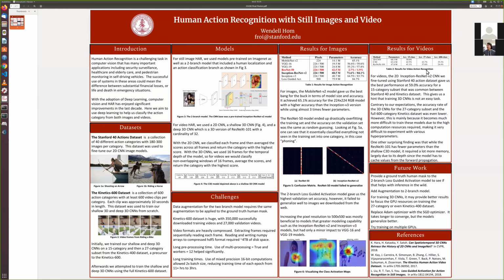For the 27-class and the 600-class settings, the numbers were actually lower, and we only tested these on the shallow 3D CNN and the deep 3D CNN. The reason this is lower is not that it should actually be lower, since we have more data. Unfortunately, the training time and computational resources were expensive, so it made it difficult.